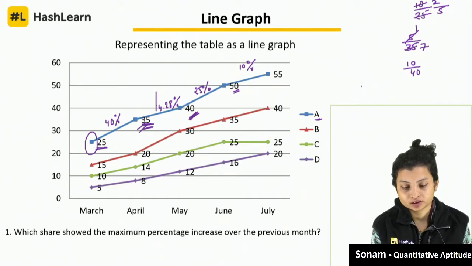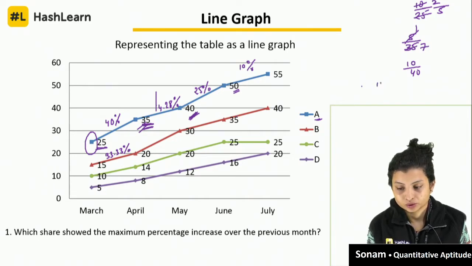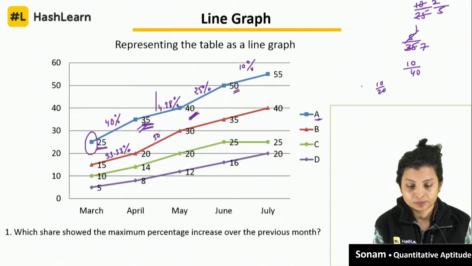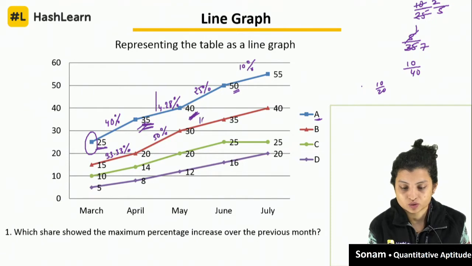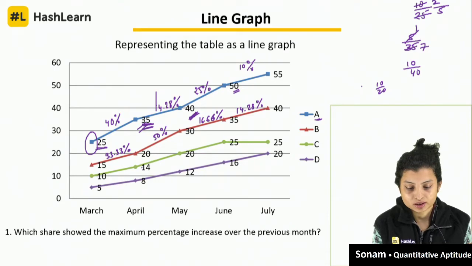So 15, say it is going to 20, correct? So 5 by 15 is 1 by 3, that is 33.33%. Alright, 20 to 30, that is 10 by 20, that is 50%. Okay, from here to here 5 by 30, 5 by 30 is 1 by 6, so 16.66%. And then 5 by 35, that is again 14.28%. Okay, next one, this is 4 by 10, 40%.